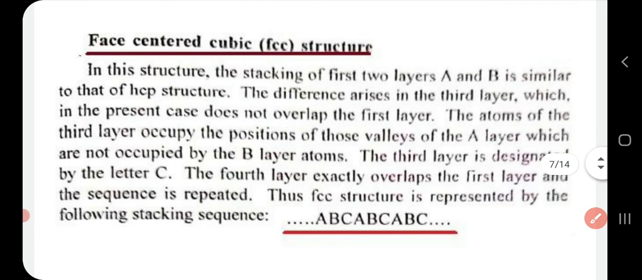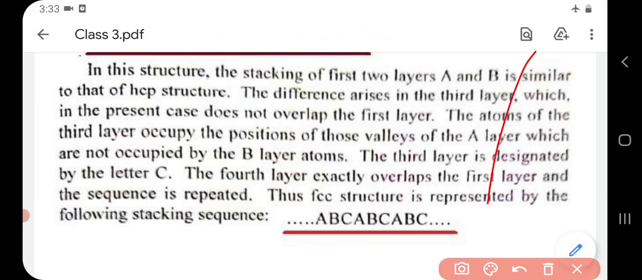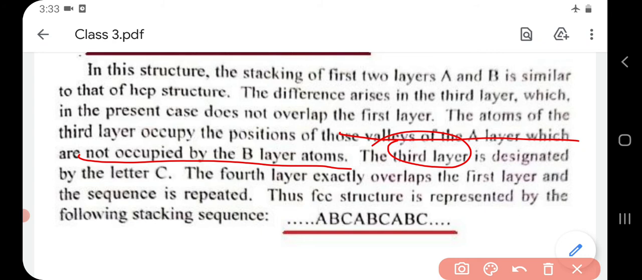Okay, next we will see FCC. Here the arrangement of the first two layers can be similar. Now there is a difference in the arrangement of the third layer when compared with HCP structure. What is it? In HCP we told that the third layer exactly overlaps with the first layer, that is A layer atoms, but here it doesn't happen. Instead the third layer occupies those positions of A layer which are not occupied by B layer atoms. That is the difference. Here the third layer does not overlap with the first layer, that is A layer. Instead it will occupy those valleys of A layer which are not occupied by B layer. Here the third layer is designated as C.